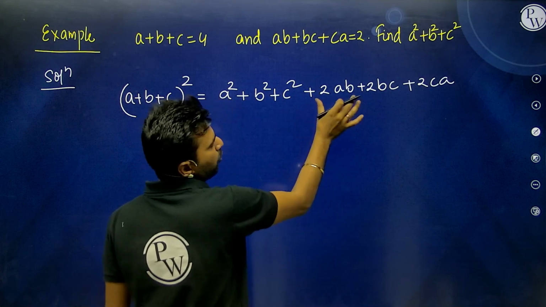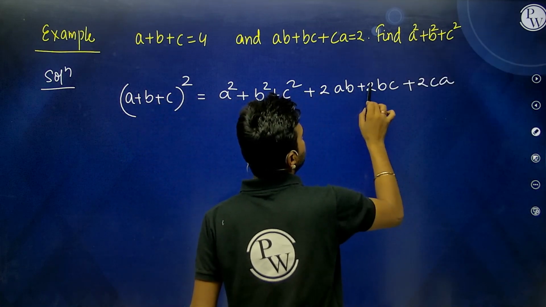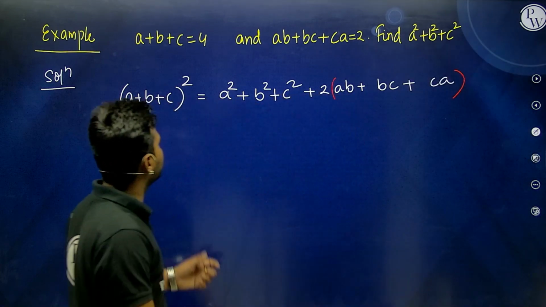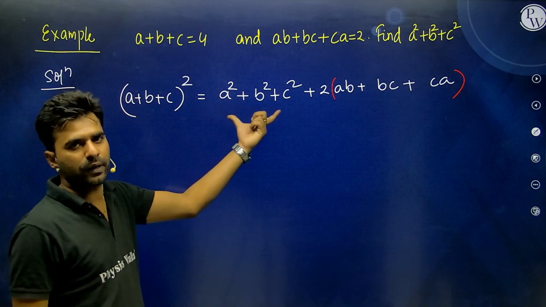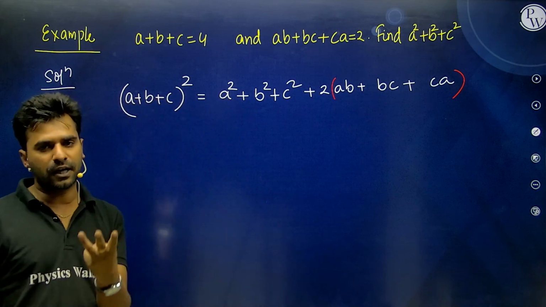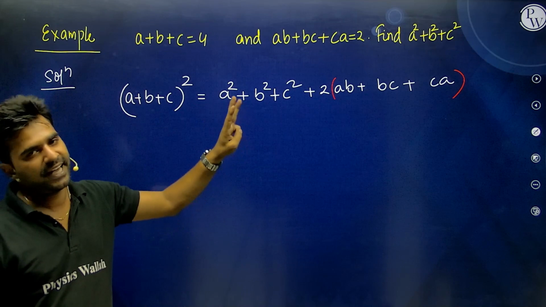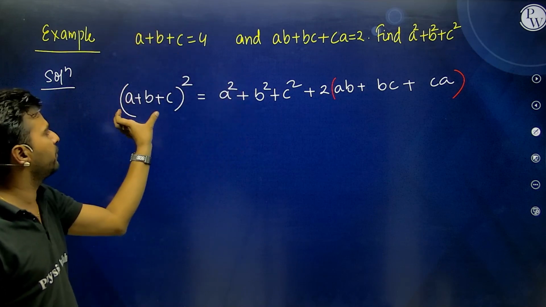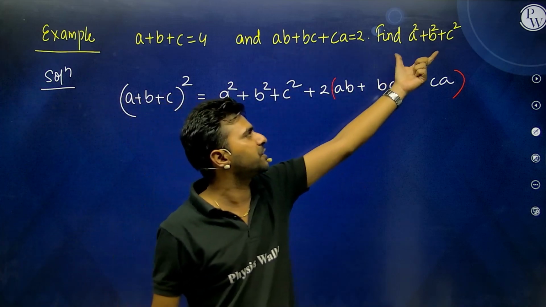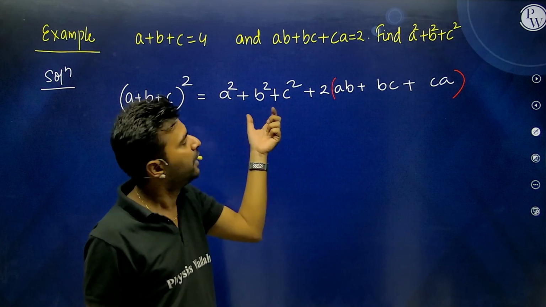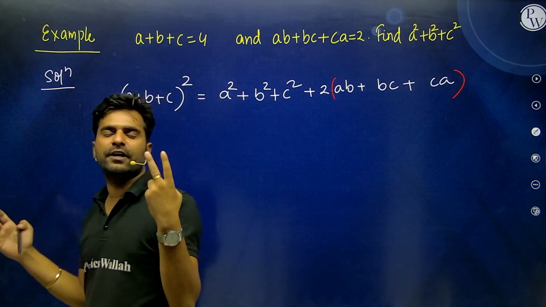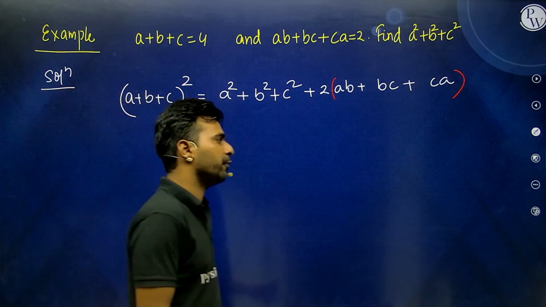Why? Because if you take 2 common from these terms, you can simply write down the same thing like this. So if out of these 3 terms, a plus b plus c, a square plus b square plus c square, and ab plus bc plus ca, any 2 are given to you, and the question needs the third, you can definitely use this identity. As you can see, a plus b plus c is equal to 4 is given to you. ab plus bc plus ca is also given, and the question needs this third thing, a square plus b square plus c square. If any 2 are given, you can find the third by using this equation. I hope you guys are clear with this.